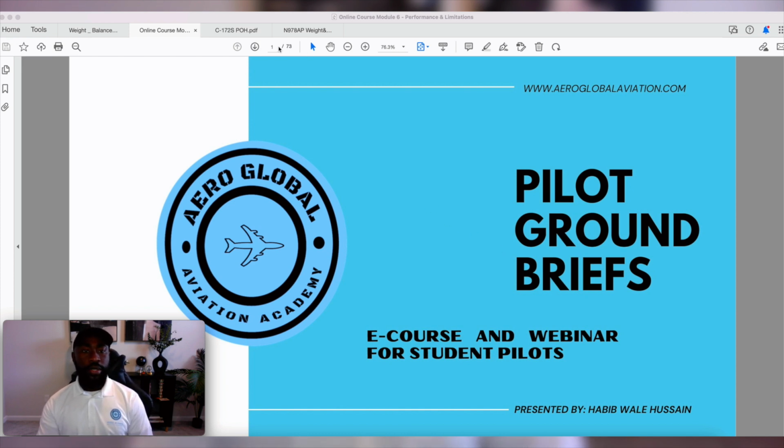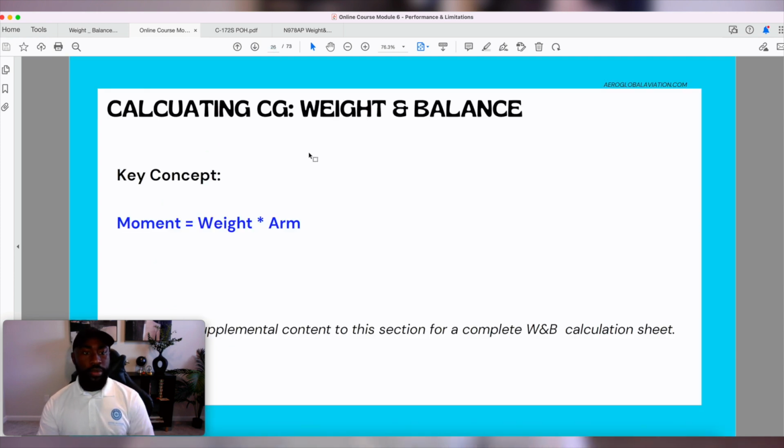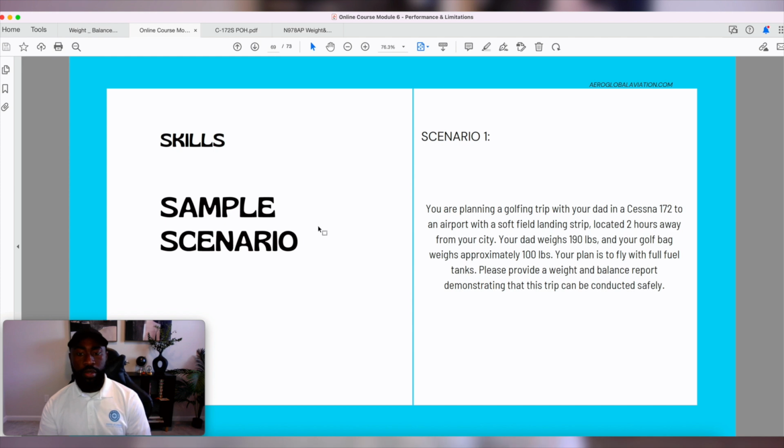But for today's topic, which is the weight and balance problem we're going to be reviewing, the main concept is that moment is equal to weight times arm, and how we use that to actually do a weight and balance problem. So in the Pilot Ground Briefs, in the performance and limitations section, we provided a problem in scenario one where we'll have to go through a weight and balance problem to solve it.